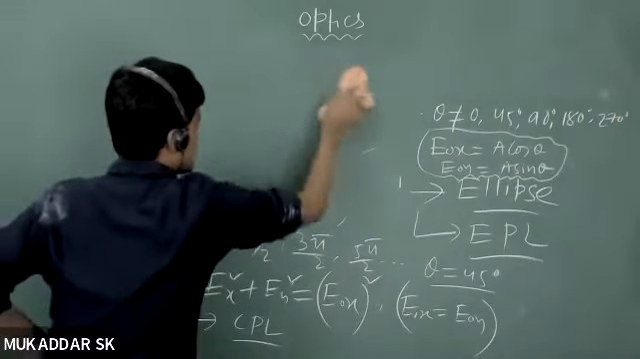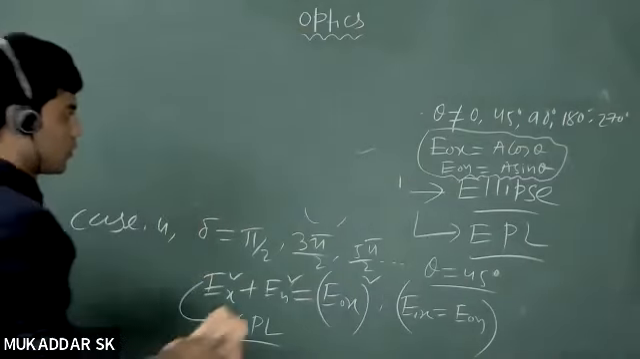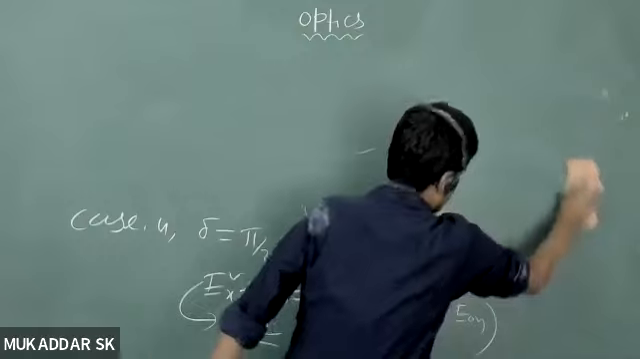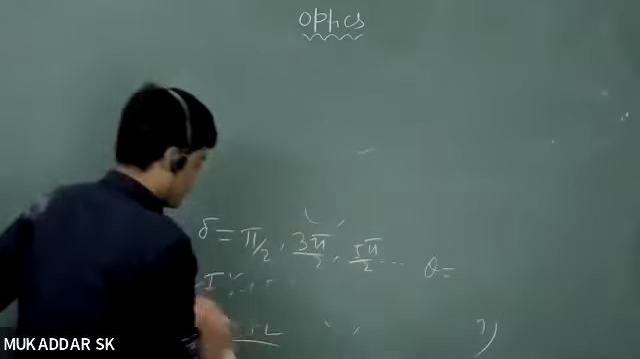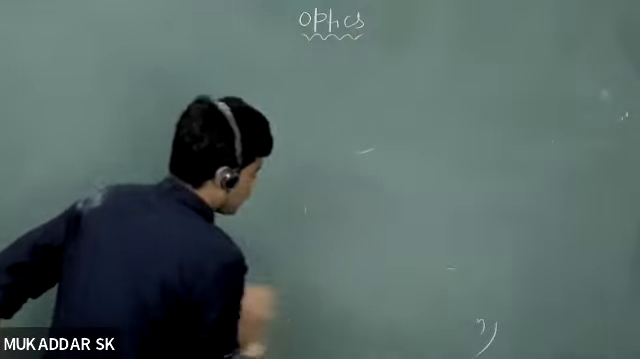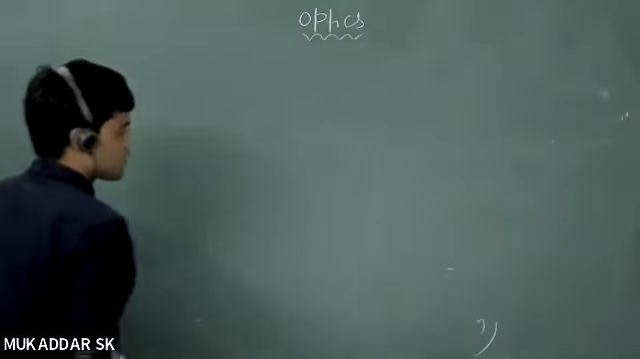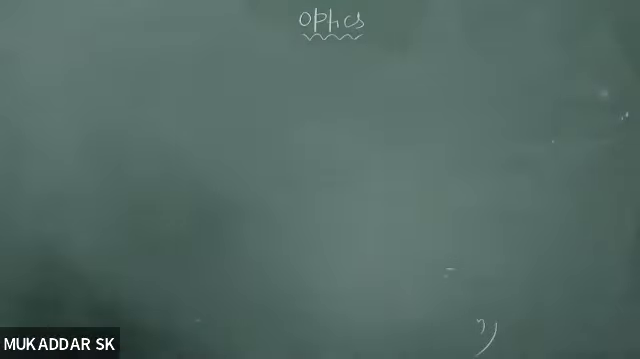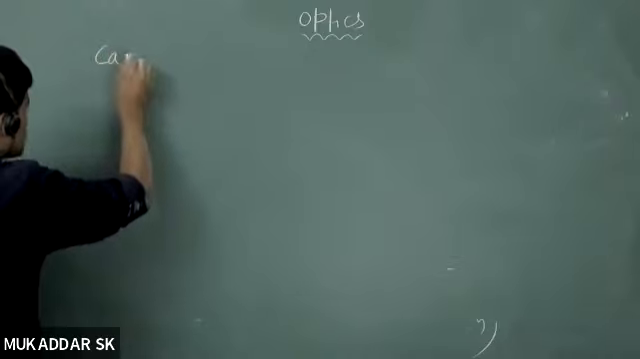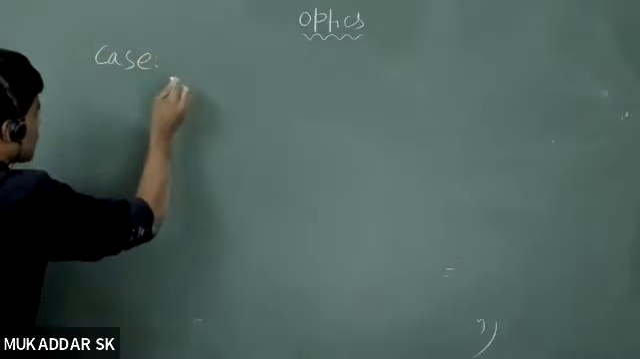Now, what will be case 5? We have discussed up to case 4, right? What will be that case 5? Anyone? So I am taking a different theta. If theta is 45 degree, and delta is pi by 2 or 3 pi by 2, then you get circularly polarized light, right? Now, suppose case 5.